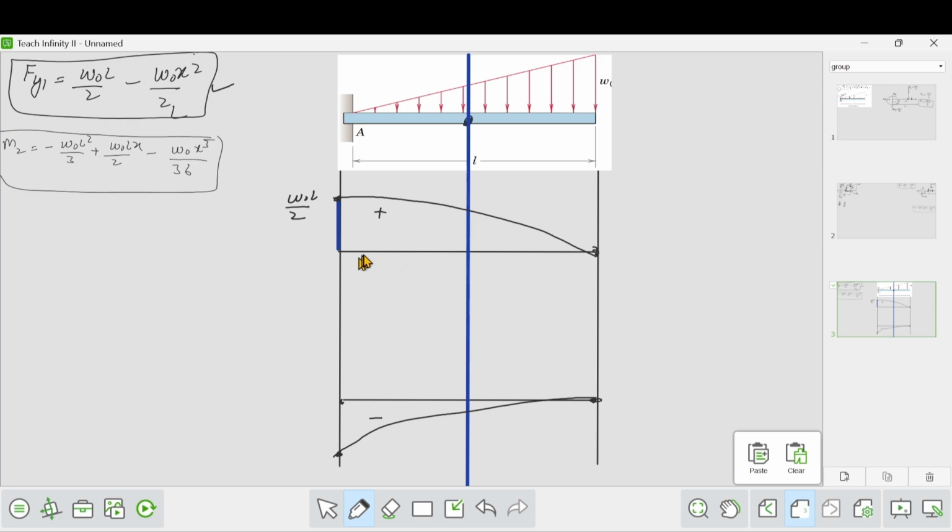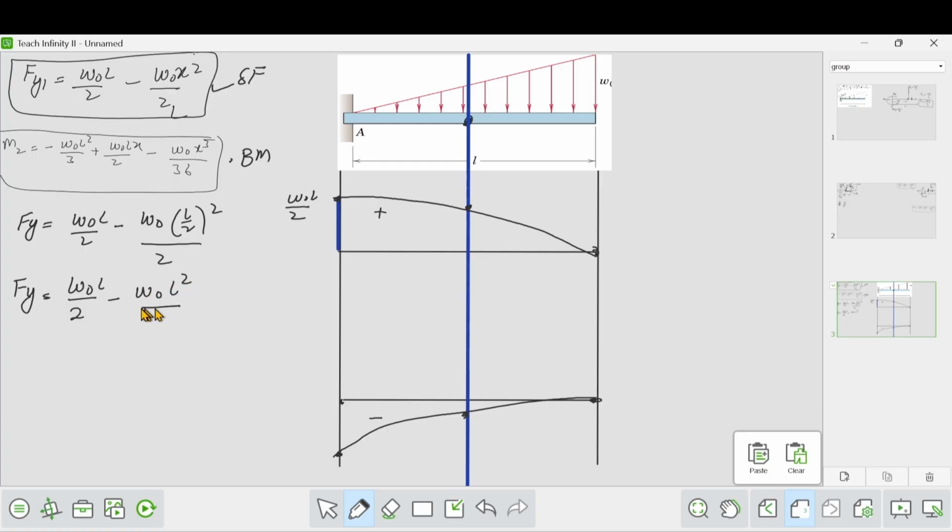So if we check at the mid of the beam, what will be the value of shear force and bending moment? At the place of x I will put L divided by 2. So F_y is equal to negative omega naught L divided by 2. Now this is the shear force and this is the bending moment equation. So I take shear force first, and at the place of x I put L divided by 2 square, the whole divided by 2. So F_y is equal to omega naught L divided by 2 negative omega naught L square divided by 4.